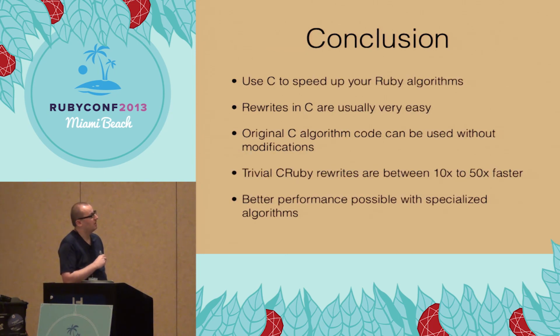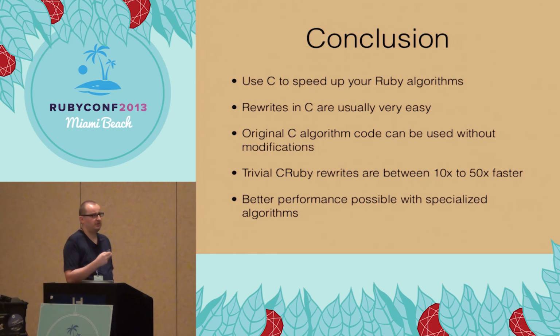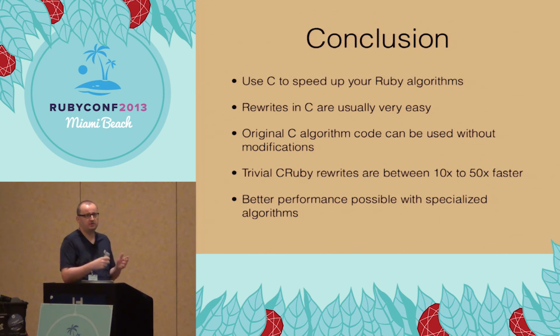Okay, so what are the conclusions? The conclusions are that you can use C to speed up your Ruby algorithms, especially if they are low-level algorithms, like, for example, sorting. I showed you that with really simple code, you can speed up your sorting 10 times. You can also go a little bit deeper, and there are a lot of numerical methods books where you have very elaborate algorithms, so you can take them and use them directly in Ruby.